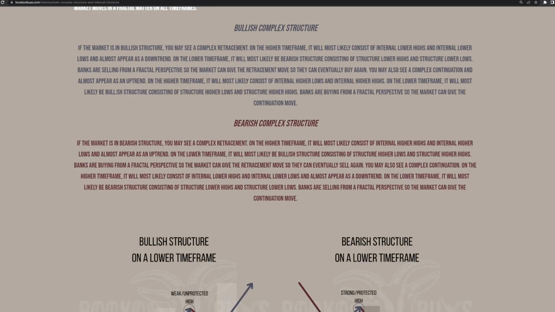You may also see a complex continuation that almost appears as an uptrend. On the higher time frame, it will most likely consist of internal higher lows and internal higher highs. On the lower time frame, it will most likely be bullish structure consisting of structure higher lows and structure higher highs. Banks are buying from a fractal perspective so the market can give the continuation move. No, that was a lot. I will draw it out for you guys.